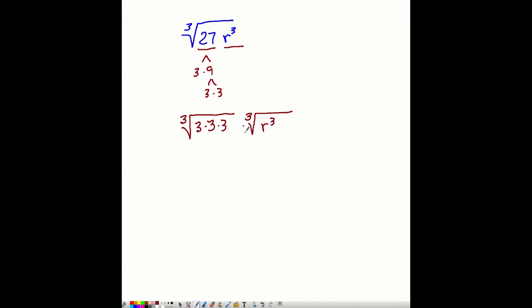If you had a square root, you would want doubles under the radical. For triples, for cube root, you want triples. Same for fifth root, you want 5 of them under the radical in order to take one out. So this simplifies as 3 times r.